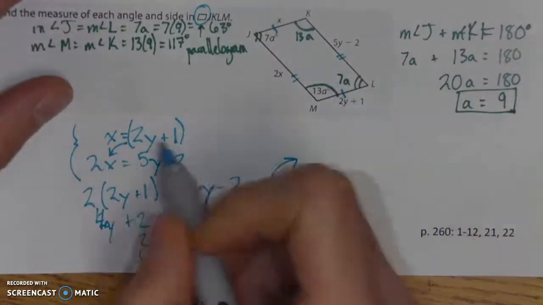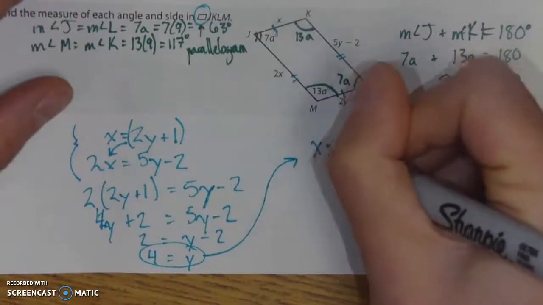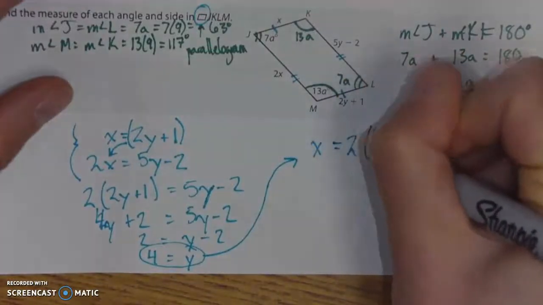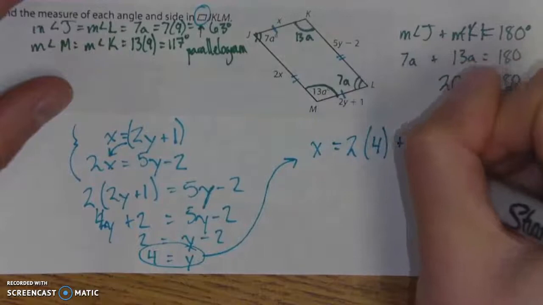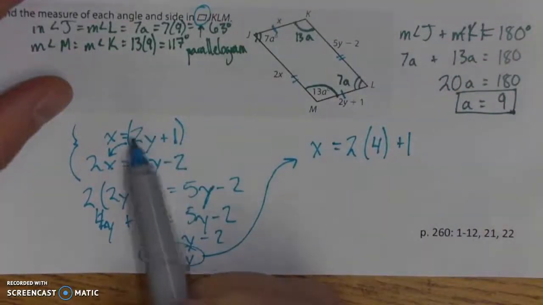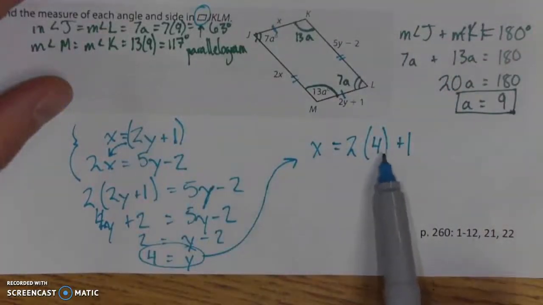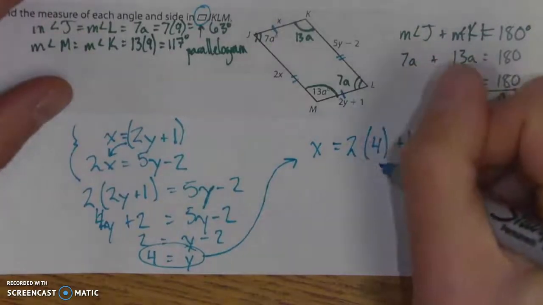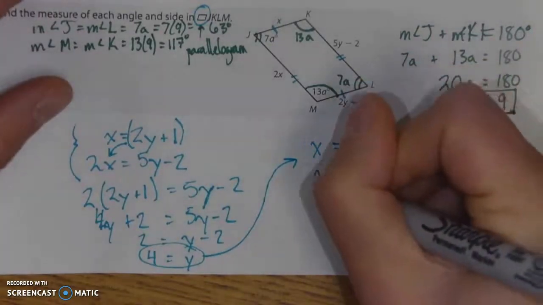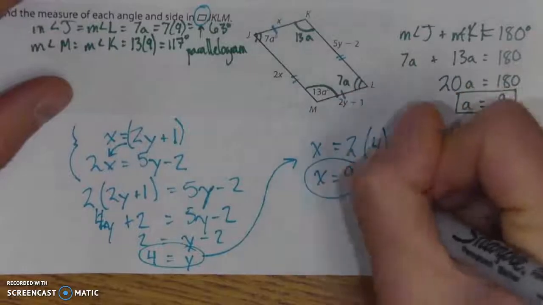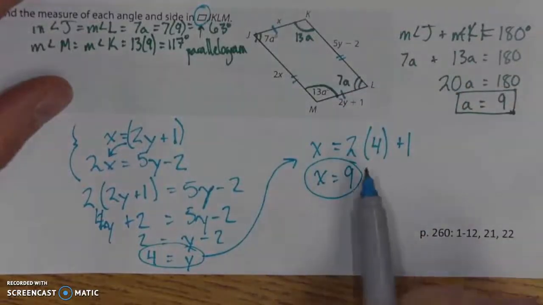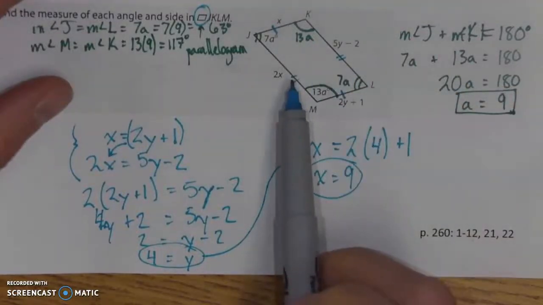Since I know that y equals 4, I can substitute it into either one of my equations and solve. So I've substituted into this one. x is equal to 2 times 4 plus 1. 2 times 4 is 8. 8 plus 1 is 9. Therefore, x equals 9.